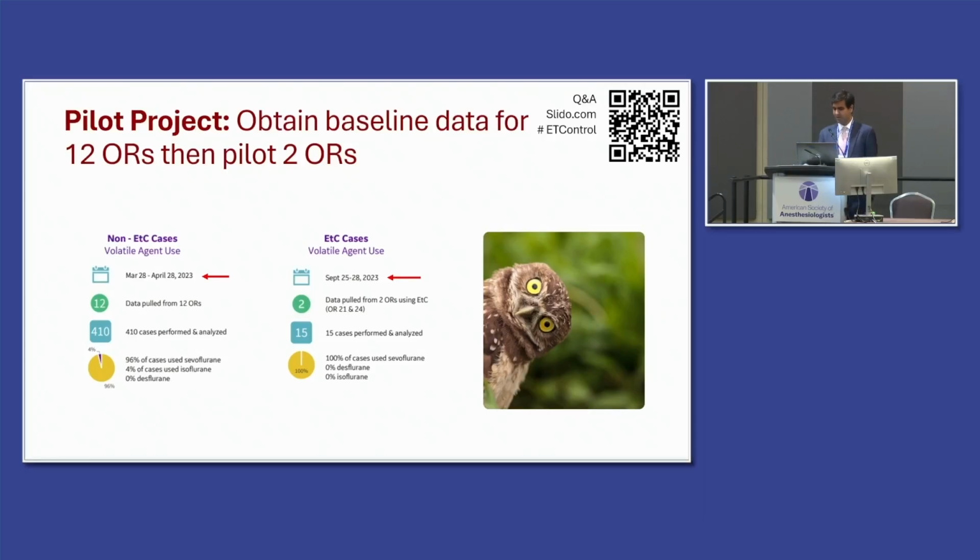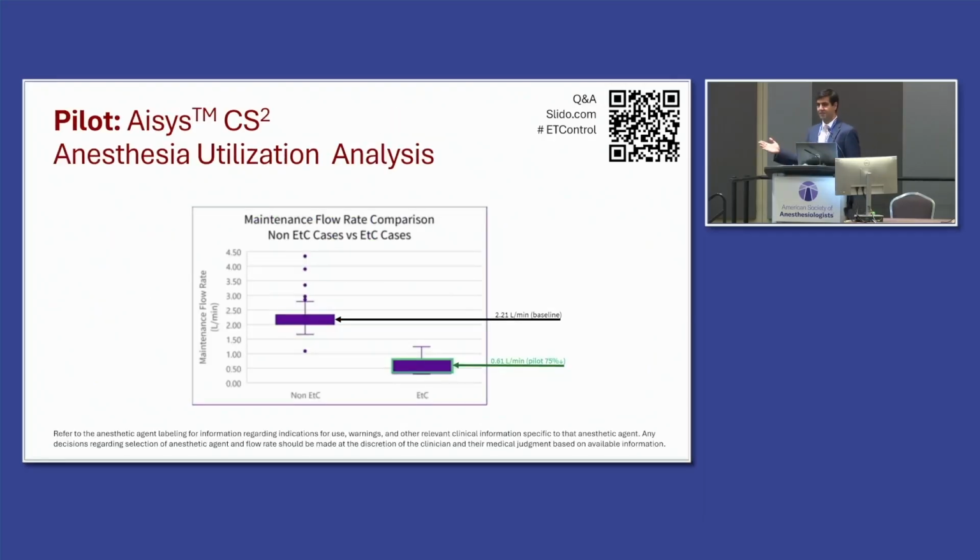We got the data from both, and similar to what JW just showed you with some of the other studies, our baseline was 2.2 liters a minute, which isn't surprising, and for the trial, we were able to drop it by 75%. So a pretty big change in reduction of sevoflurane use, which was a big deal.